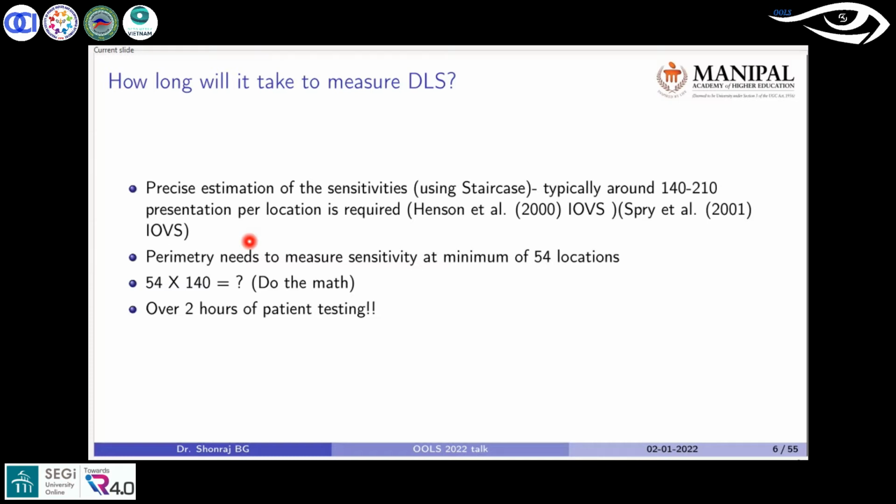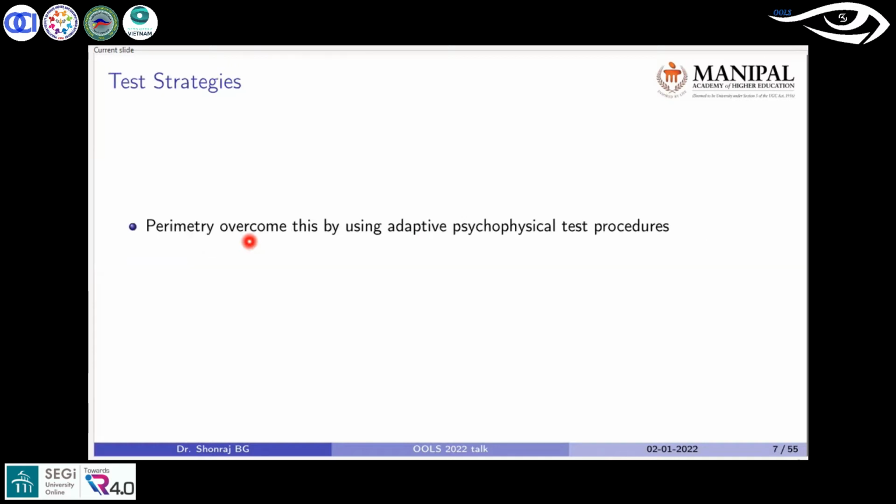I have done this for my PhD, 2 hours of visual field testing for one eye. So you ask them to do perimetry for 5 minutes, they take a break, then do it again, and then take a break. So it is probably possible in laboratory settings, though even there it becomes difficult. But in clinics, of course, it's impossible. So we need to measure these differential light sensitivity values quickly at 54 locations. And that's where test strategies come in.